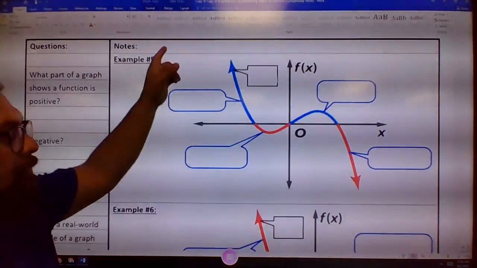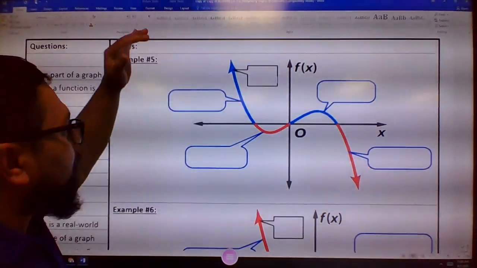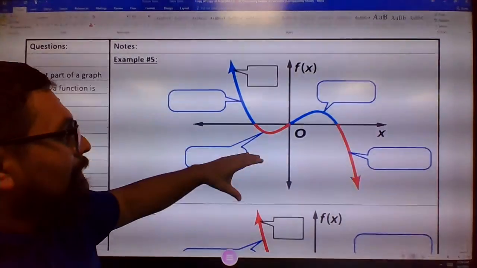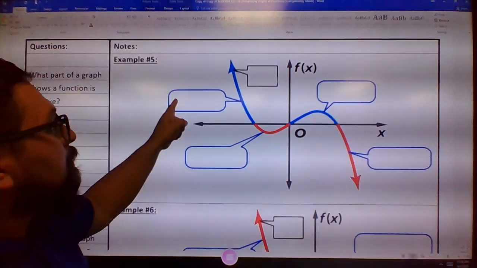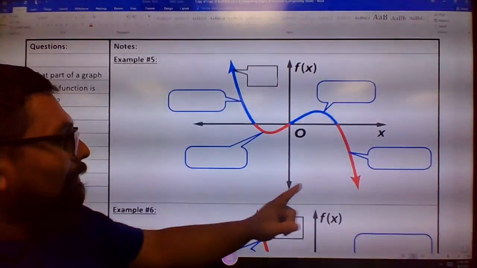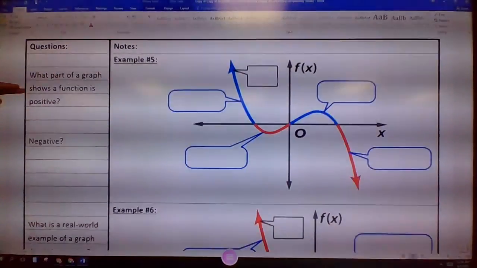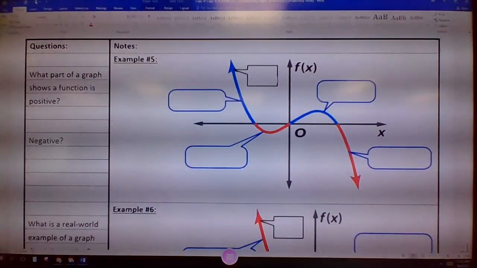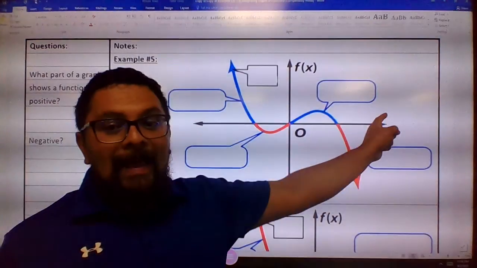In example number 5, it was asking us whether this function is positive or negative. What we found out is that anything above the x-axis, anything in blue, is positive. Anything below is negative. This is a function of x. When it asks what part of a graph shows a function is positive, it's the part of the graph above the x-axis, and the negative is the part below the x-axis. Remember, this is the x-axis.